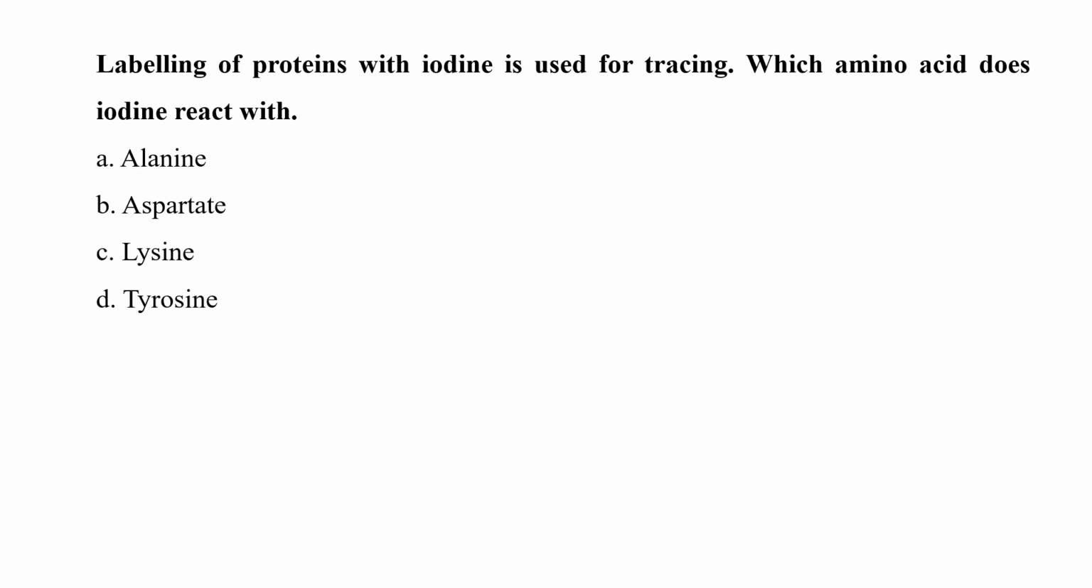Labeling of proteins with iodine is used for tracing. Which amino acid does iodine react with? A. Alanine, B. Aspartate, C. Lysine, or D. Tyrosine. Introduction of a radioactive iodine to certain amino acids is used for tracing. Iodine is introduced ortho to hydroxyl groups on amino acids. Only tyrosine in these above options has a hydroxyl group. So option D is correct.